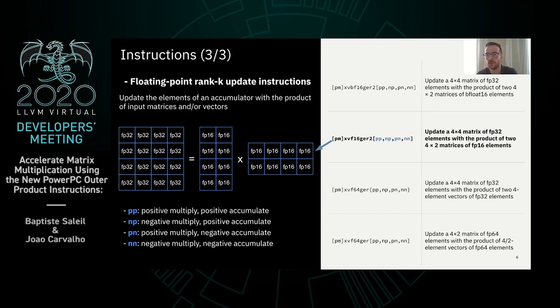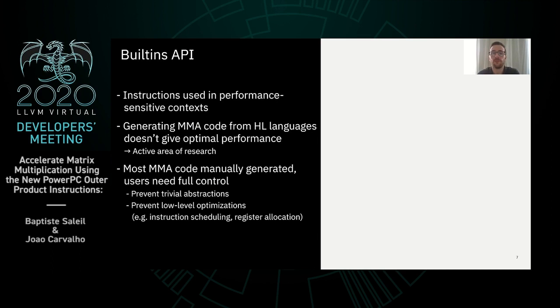So as I explained before, these instructions are designed to speed up computational kernels. So they are actually used in performance sensitive contexts. And even if generating specialized code from high-level language constructs currently is an active area of research, that doesn't give optimal performance yet. And for this reason, most MMA code is currently manually written and typically with inline assembly because the users need full control over the generated instructions for MMA.